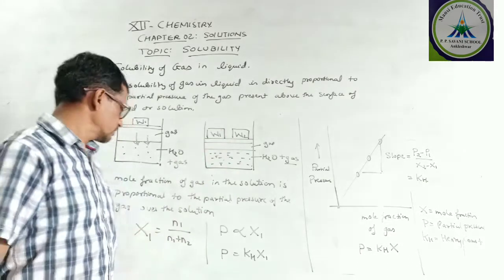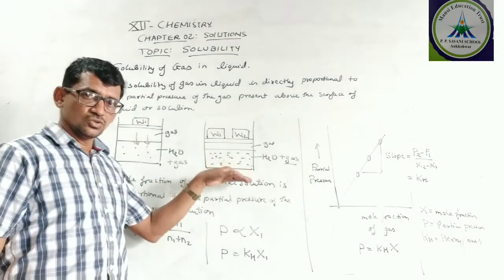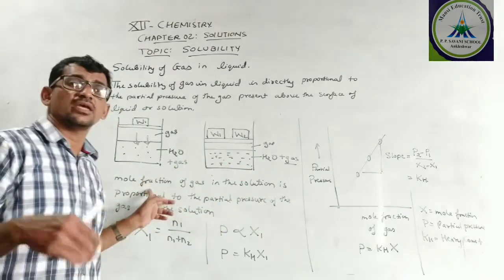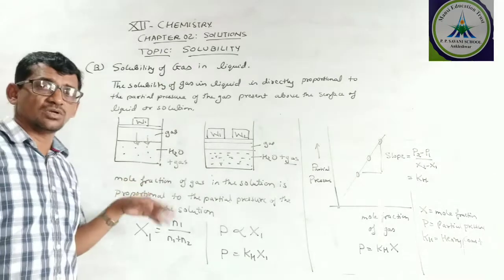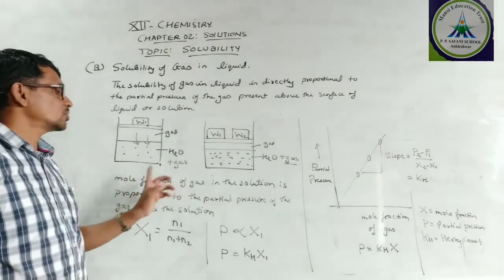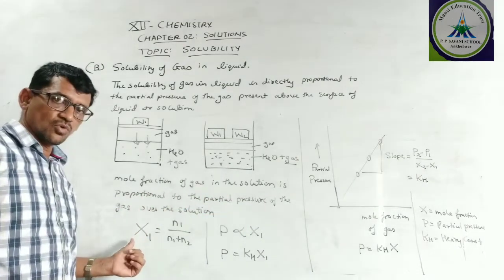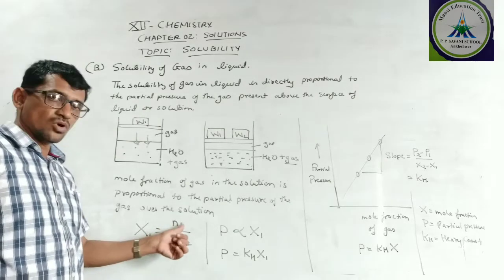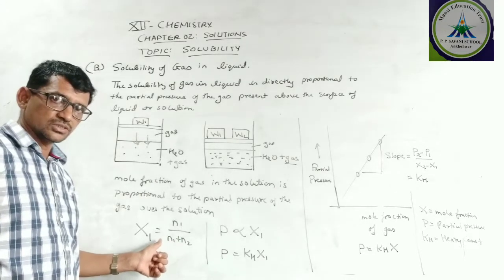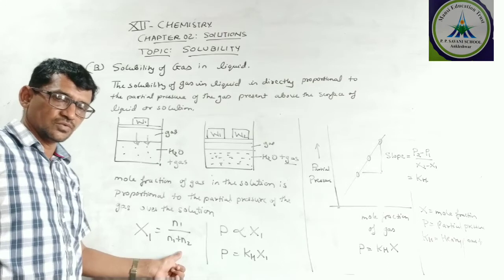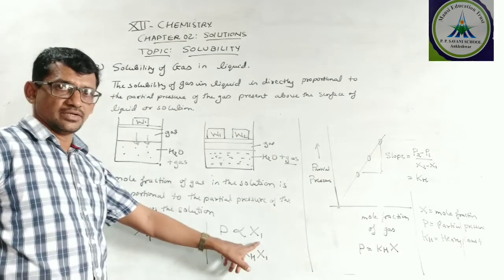We measure the concentration of gas in the solvent water in terms of mole fraction. You can use ppm, percentage weight by weight, normality or molarity, but gas dissolved in liquid is mostly measured in mole fraction. So the mole fraction of gas in solution is proportional to the partial pressure. Here mole fraction x1 is equal to moles of solute upon total moles, n1 divided by n1 plus n2, where the solute is the gas and the solvent is the liquid. Partial pressure is directly proportional to the mole fraction of solute added.